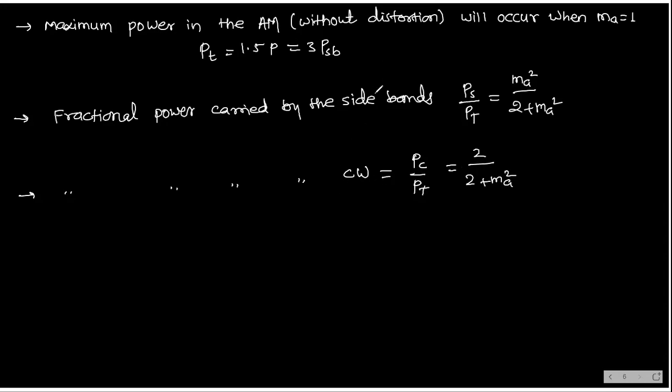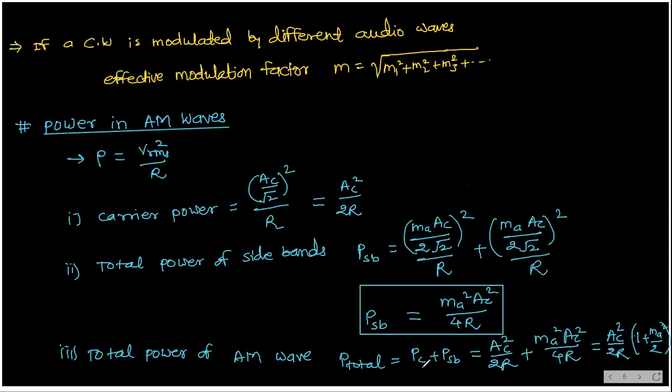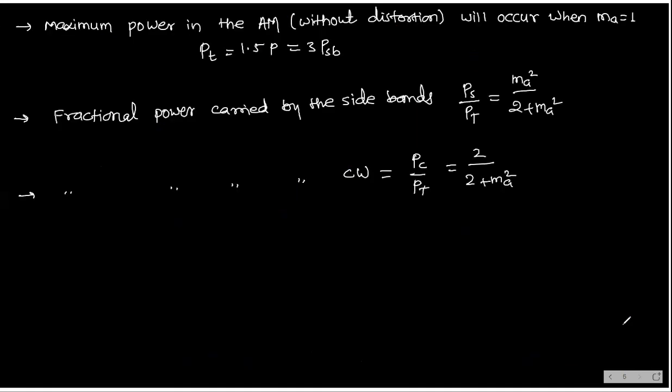You have everything above, you just substitute that, you will get this. Already I told. Here PT you have, PSB you have. Okay, this is PC. And carrier power here, PC. So everything you have, just substitute, you will get this. No need to think more how you got this. Okay, just divide that, you will get it.